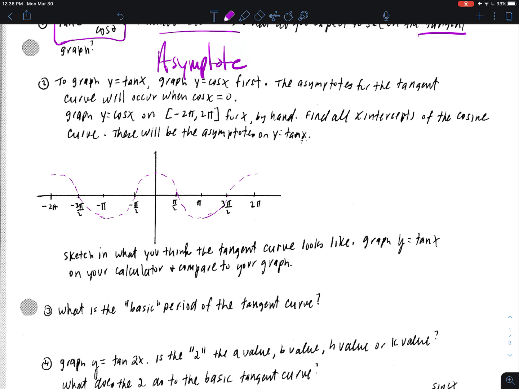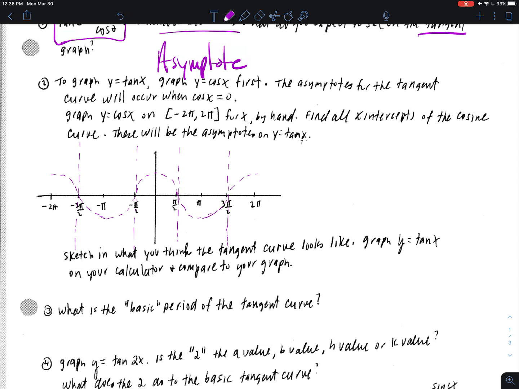So cosine is going to look like this. When it comes to tangent, at negative 3 pi over 2, negative pi over 2, pi over 2, and 3 pi over 2, I'm going to have asymptotes there, and that's because my cosine, I know those are the quadrantals where cosine is 0, and so tangent is not going to exist there.